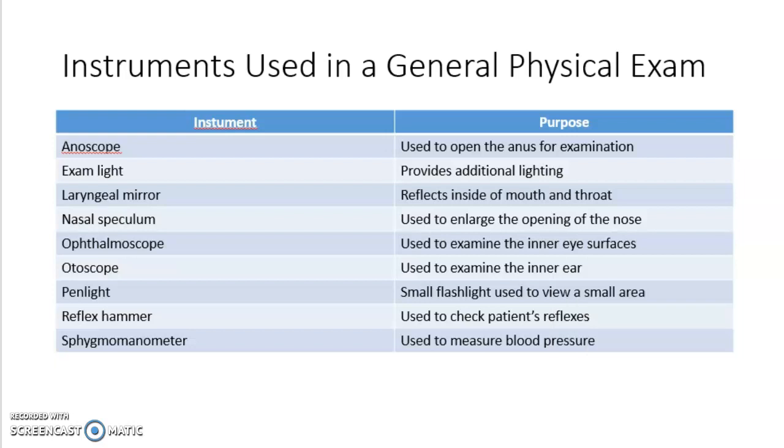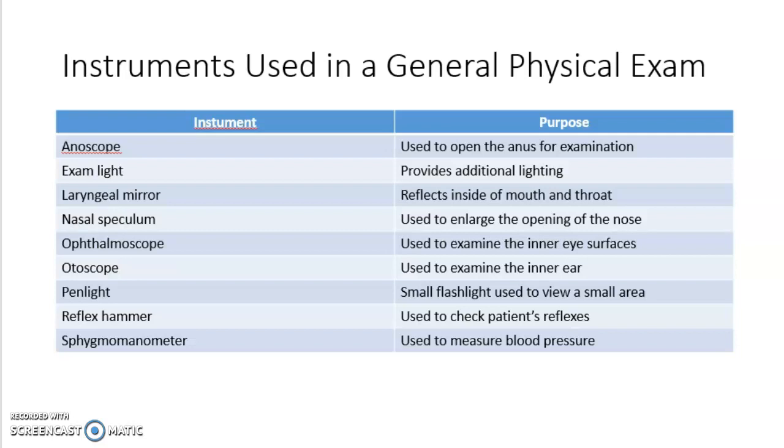An exam light provides additional lighting, and almost every room will have a different form of exam light. Some are very large, others are smaller. But once again, you always want to make sure it's plugged in, working, and that the bulb is not blown. A laryngeal mirror reflects the inside of the mouth and throat. This is more common in an ENT setting, ear, nose, and throat. Primary care might have this, but it functions to reflect areas of the mouth, throat, and possibly farther down in the laryngeal area.